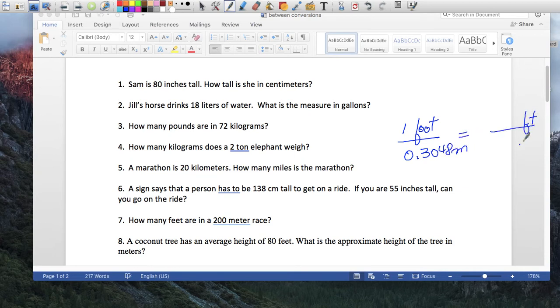Feet on top, meters at the bottom. This tree is 80 feet, so times 80. At the bottom is going to be times 80. So you're going to go 80 times 0.3048, and that's going to give us 24.384 meters. Okay.